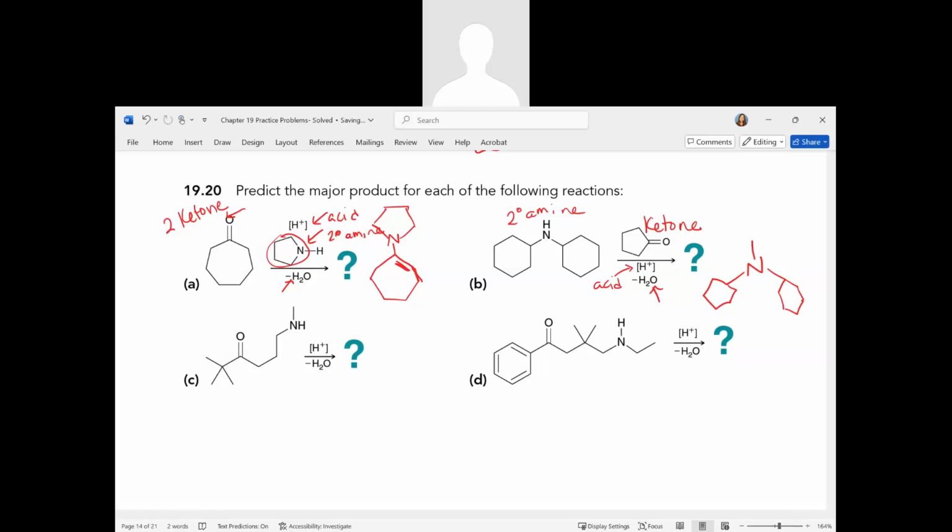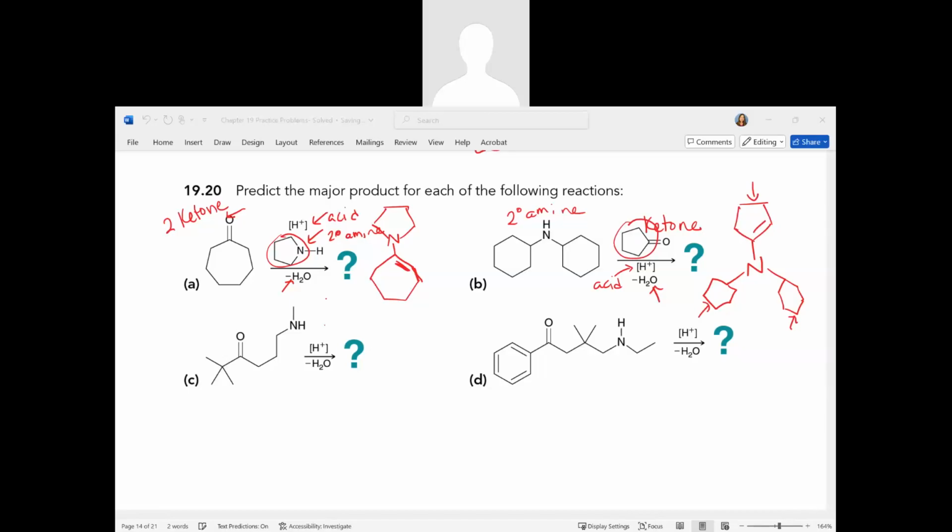And then we see here where that nitrogen is bonded to the ketone. We're going to have a pi bond over here and our five-membered ring. All right, so this would be our predicted product. These should both be cyclohexyl groups, and then we have our five-membered cyclopentene ring up top. All right, so let's take a look at part C.